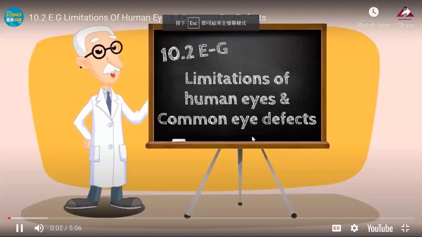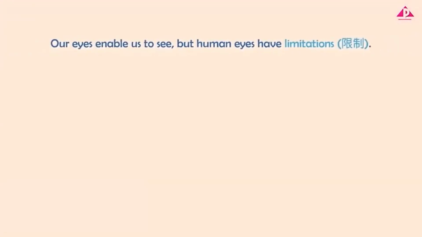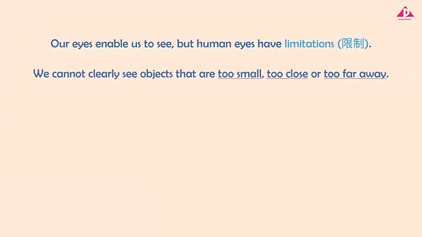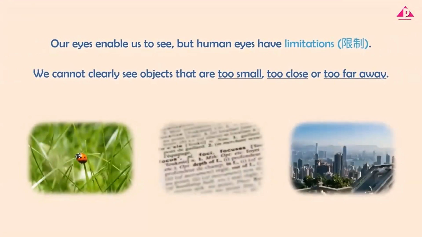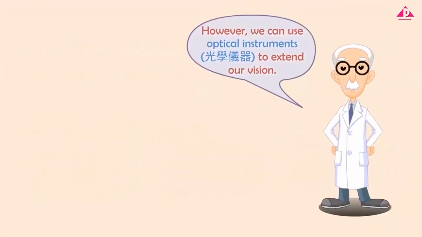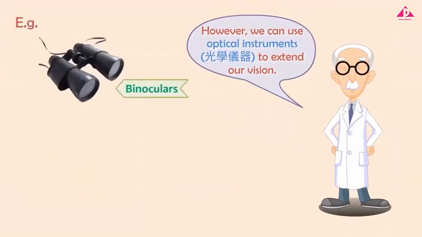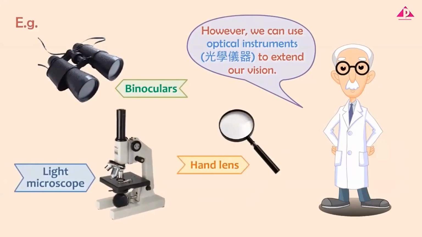10.2, limitations of human eyes and common eye defects. Our eyes enable us to see, but human eyes have limitations. We cannot clearly see objects that are too small, too close, or too far away. However, we can use optical instruments to extend our vision. For example, binoculars, hand lens, light microscope.